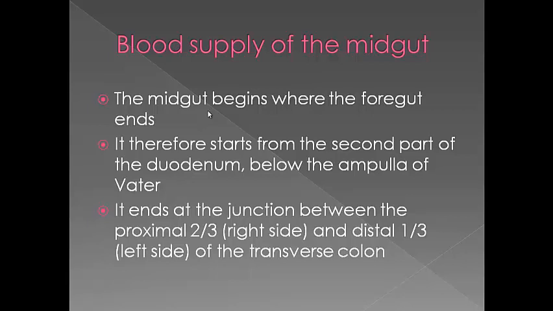this is going to be a little bit confusing, so I need you to focus, okay? It ends at the junction between the proximal 2/3, which is basically the right 2/3 of the transverse colon, and the distal 1/3. So basically, you take the entire transverse colon as it extends across the abdomen, and you divide it into 2/3 and 1/3. The 2/3 that are found on the right side are usually referred to as the proximal 2/3, because if you follow the intestine, those are going to be the first 2/3 that you find. And then the third that's on the left side, that's usually referred to as the distal one.